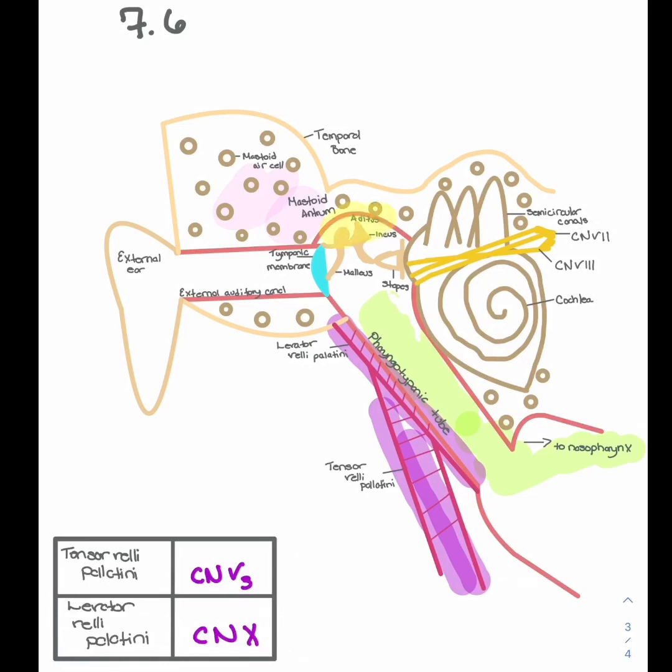The aditus is the superior opening of the posterior wall of the tympanic cavity and connects to the mastoid antrum. The mastoid antrum is a cavity within the mastoid process of the temporal bone and opens with the mastoid air cells.